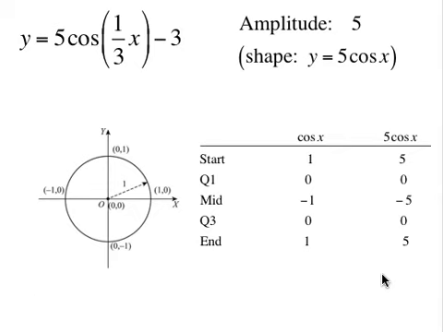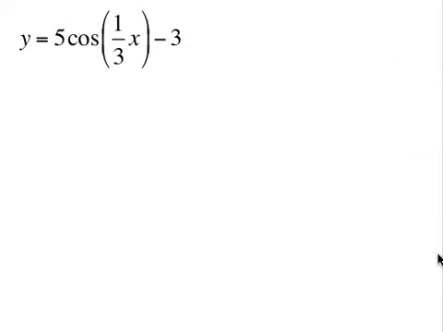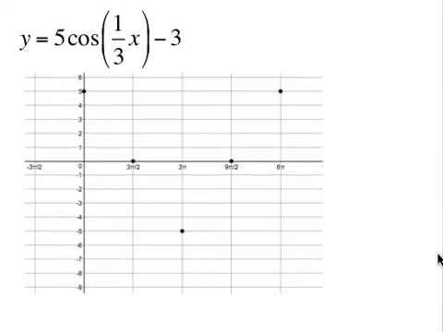And what is our period again? Our period was 6 pi. So it's going to start here at 5 at 0, and then it's going to end at 5 at 6 pi, and then we're going to do our quarter point, midpoint, third quarter point. Midline again, y equals -3 with no phase shift. So here we go. 0 to 6 pi is our first cycle.